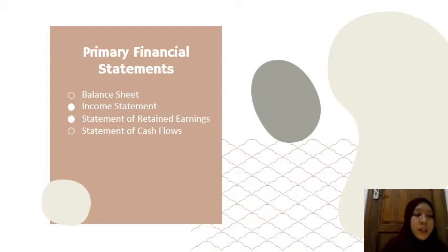Financial statements are written records that convey the business activities and the financial performance of a company. There are four primary financial statements. They are balance sheet, income statement, statement of retained earnings, and statement of cash flows.